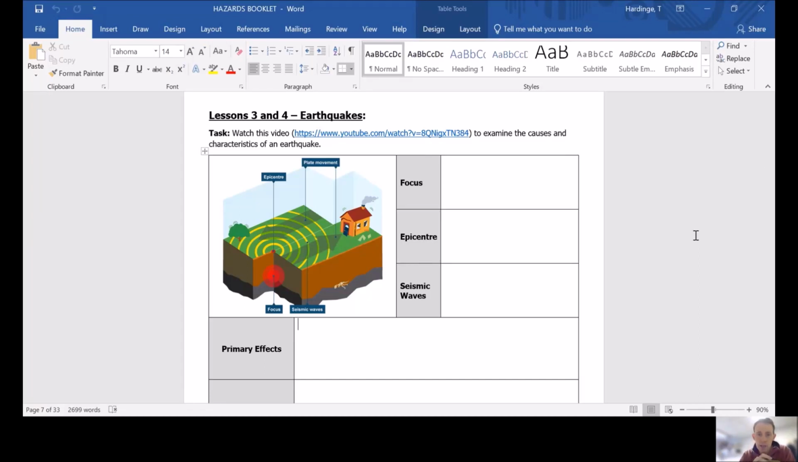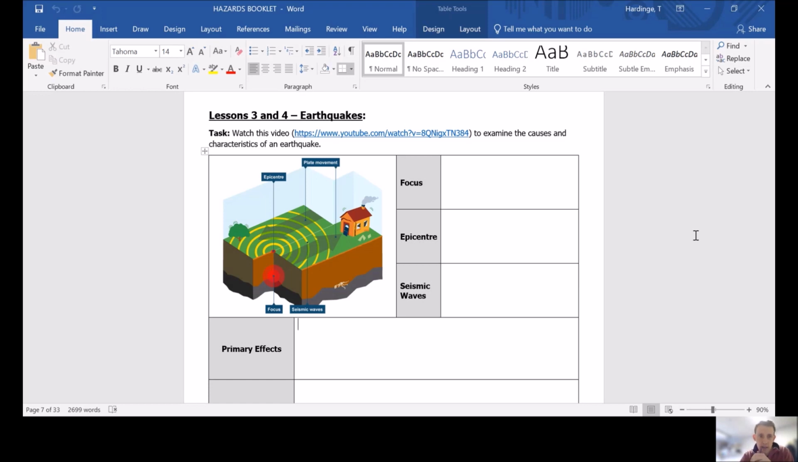In this lesson we're going to be exploring the characteristics of an earthquake, and then I'm going to set you up with some work to do looking at two case studies of earthquakes, examining the impacts and the responses to those events. I want us to start by considering the features of an earthquake.